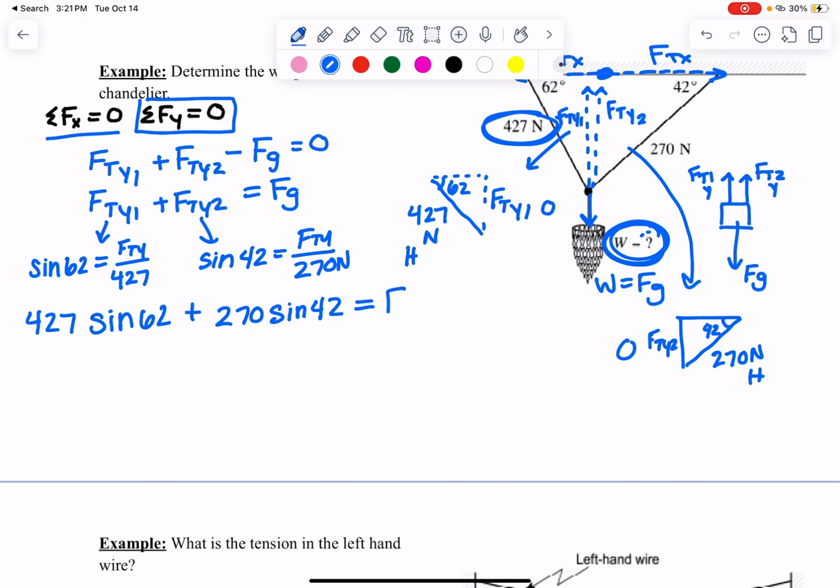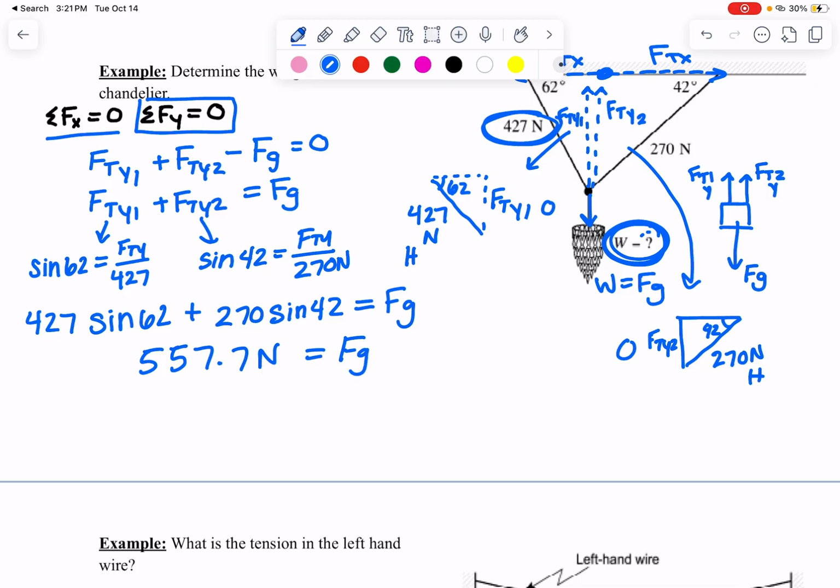And we know that that'll all be equal to FG. So if I put that in my calculator, I'll do 427 times sine of 62 plus 270 times sine of 42, and I add those two together, and I find that the sum of those is 570.7 newtons, and that will give me my weight.